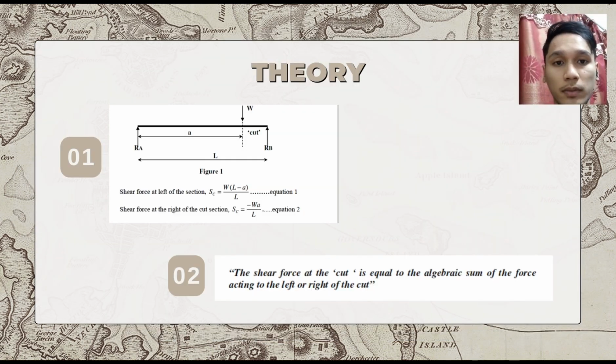This is a formula that we use to calculate shear force. First, equation 1: W times (length minus A) divided by length. Second equation, shear force at the right of the cut section: negative W, which is the load, times A divided by L. Second, the shear force at the cut is equal to the algebraic sum of the forces acting to the left or right of the cut.